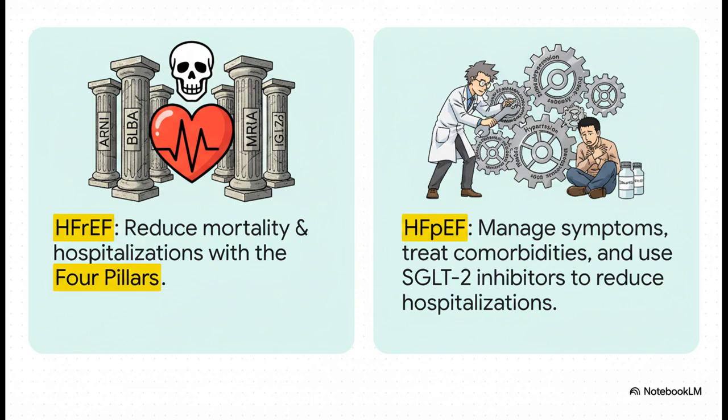For HFrEF, the weak pump, our goal is to reduce mortality with those 4 pillars we talked about. For HFpEF, the stiff pump, the game is different. We don't have that same mortality-reducing toolkit. So the focus shifts to reducing hospitalizations, and SGLT2 inhibitors are a big player there now, managing their symptoms with diuretics and just aggressively going after the other problems driving the disease, like high blood pressure and diabetes.